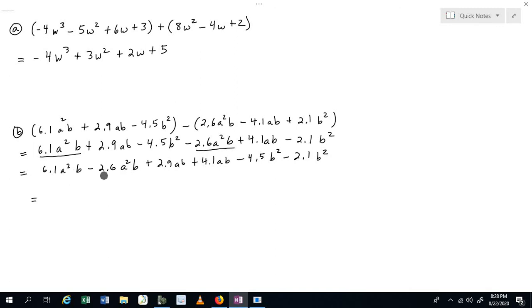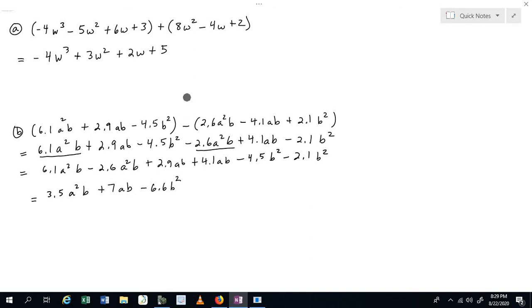So this is really 6.1 minus 2.6, which is 3.5 a squared b. Okay, and then the ab terms, you have 2.9 plus 4.1, which adds up to 7. So you have 7ab term. And then minus 4.5 minus 2.1 is minus 6.6, and that's your b squared coefficient. Okay?